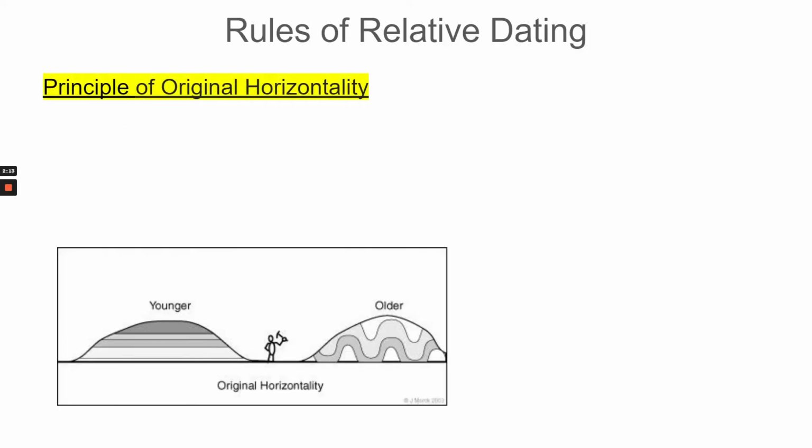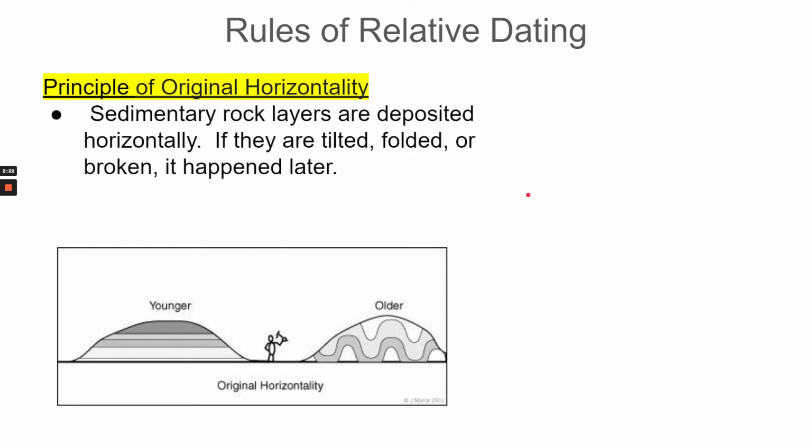Our next rule is the principle of original horizontality. So we have this word horizontal in here, if you think about the horizon or your x-axis. What this tells us is that sedimentary rock layers are always deposited horizontally, like these here. If they are tilted, folded, or broken, that had to happen after. So if we're thinking about the ages of things, the rocks had to deposit first. Anything that happened to make them deformed happened later.